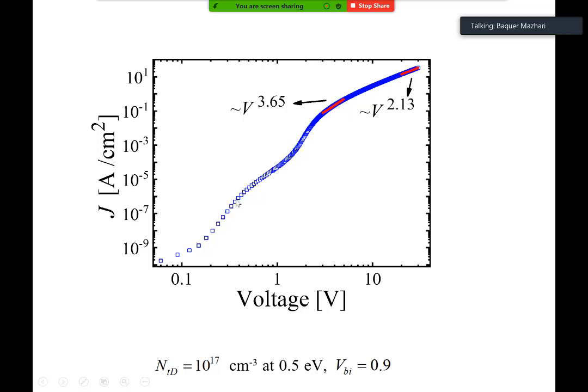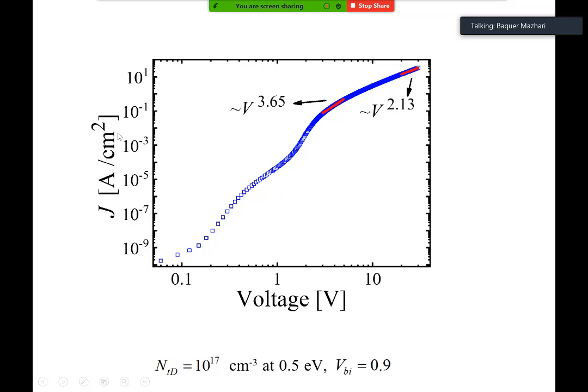So for example, in a device like this, when I take a log-log plot and I take a slope and I get v to the power 3.65, and since this is significantly higher than 2, I may conclude that there are traps present in my device and traps are probably filling up. It's only at a voltage of more than 20 volts or so that I see a slope of around 2, and I may conclude that traps are all filled and we have a trap filled regime here.